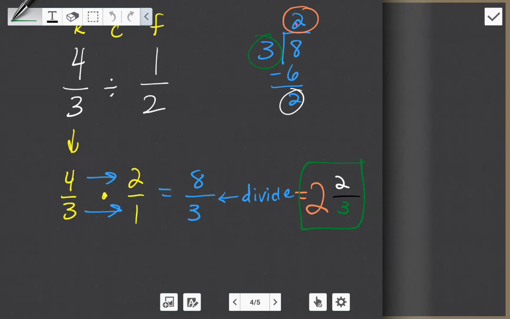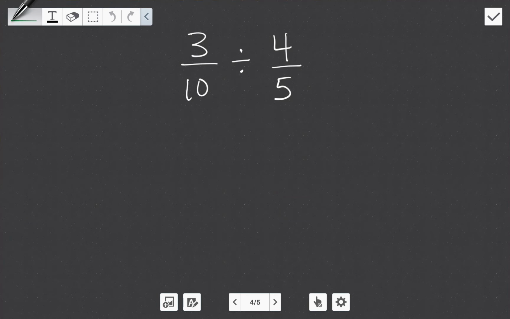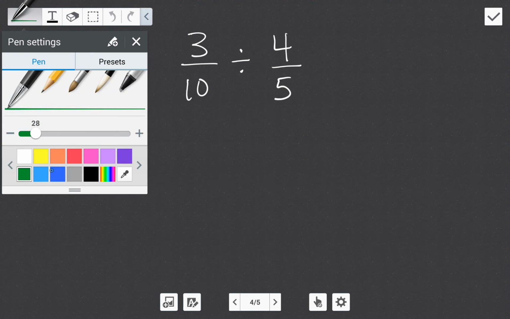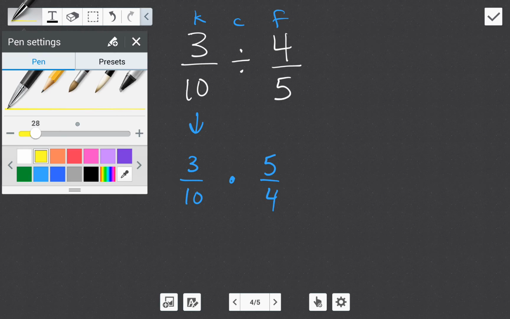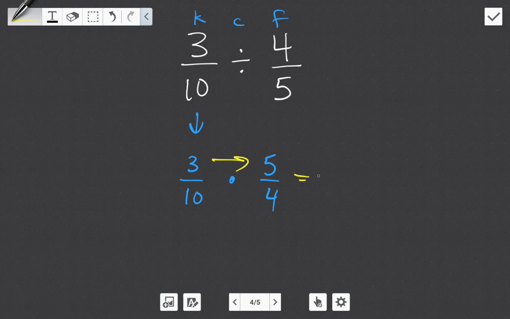All right, let's take a look at another problem. Here we have 3/10 divided by 4/5. Remember, we do keep, change, flip. 3/10 stays intact. We do 3/10. We change that sign to multiplication, and we flip the second fraction. We end up with 5/4. All right, so now we multiply across the top. 3 times 5 gives us 15, and 10 times 4 gives us 40.